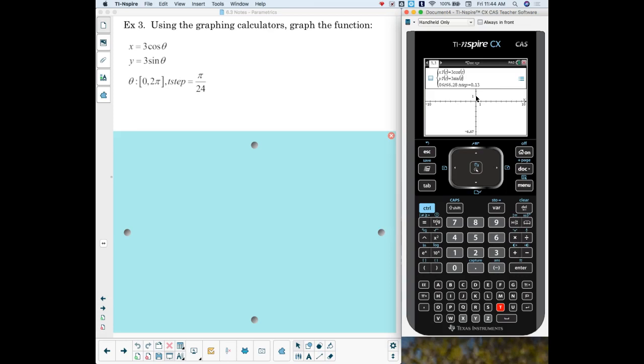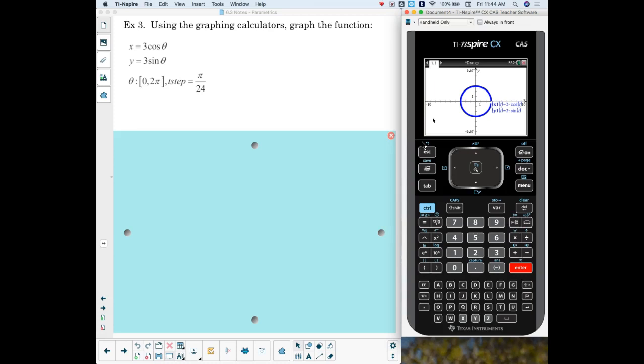But if you wanted to switch those, you could highlight those, and you could go to pi, or you can even type in the word pi divided by 24. Then when I hit enter, I get that.